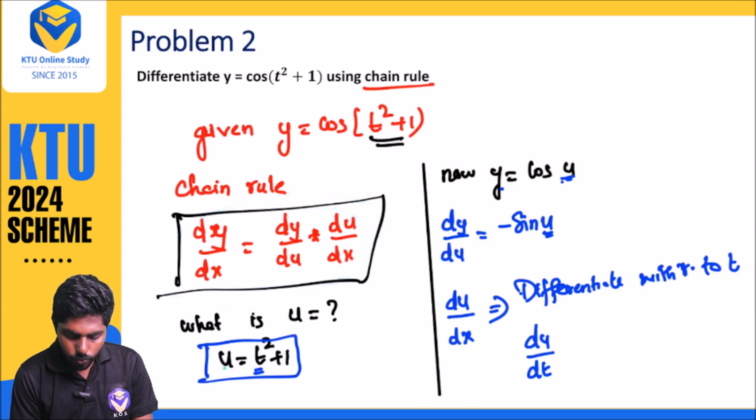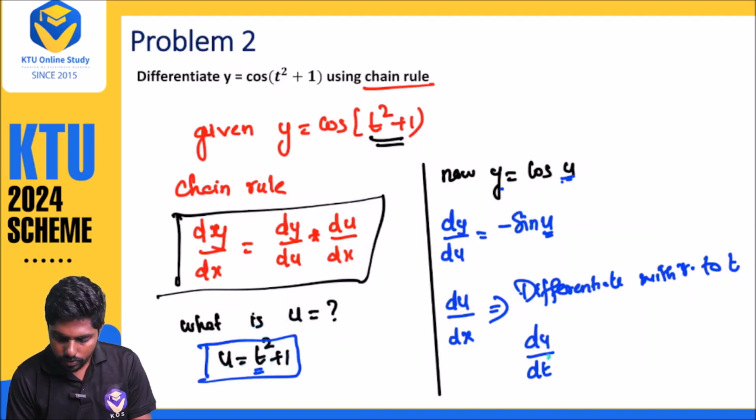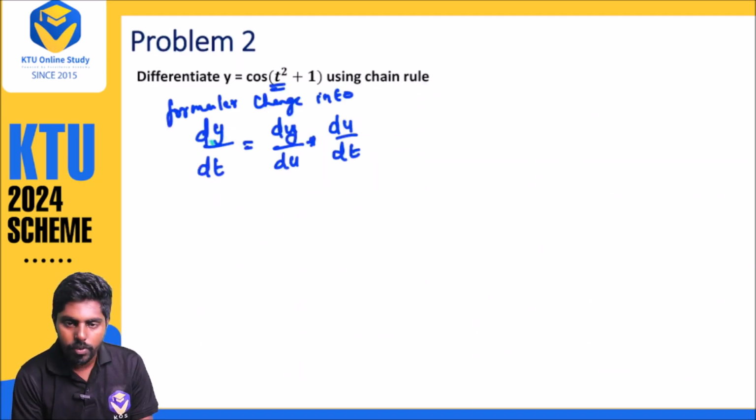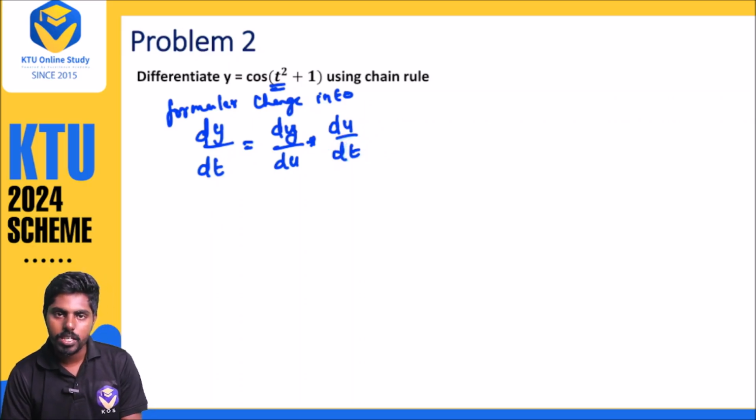See, if you see u is equal to t square plus 1, that means we are going to differentiate with respect to t, not with respect to x, with respect to t. So there will be a change in the formula. The formula will change into dy/dt. In place of x, I am putting t. That is the thing, just replace wherever x is there, and you will get the formula. Just replacing.